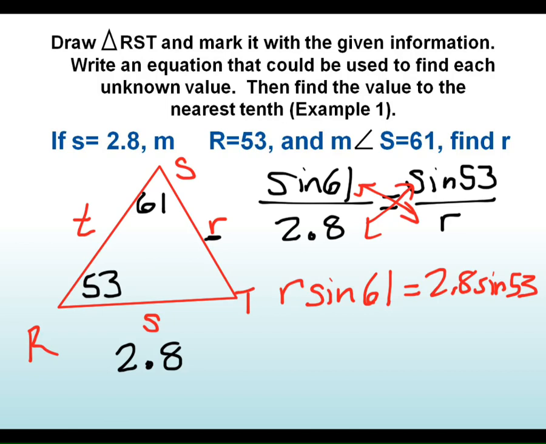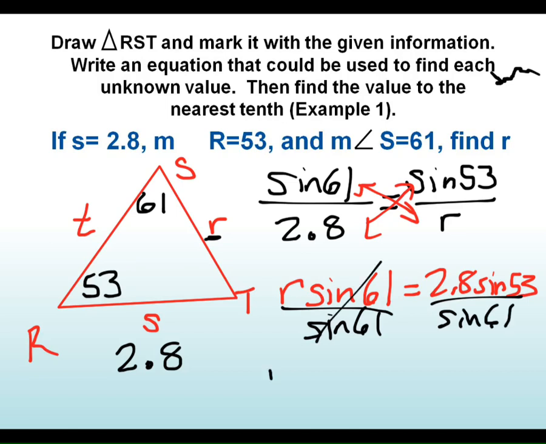Right? So I cross multiplied. Got rid of the fractions. I'm still solving for r, so I'm trying to get r by itself. This is r times the sine of 61. So to undo that multiplication, I'm going to divide both sides by sine of 61. Sine of 61 divided by sine 61, so those are going to cancel. So now I'm left with r equals this whole chunk of stuff.